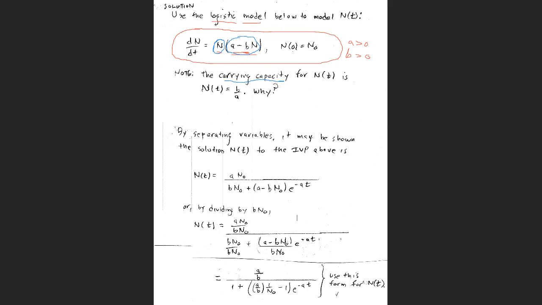The carrying capacity for the number of people who have seen the advertisement is equal to B over A. And I'm asking you, carrying capacity, what's special about this value B over A? If you look at the differential equation above and you consider when N equals B over A, what's interesting?